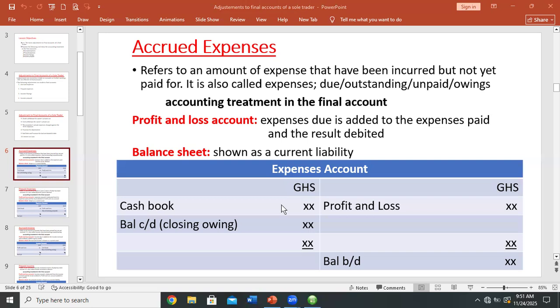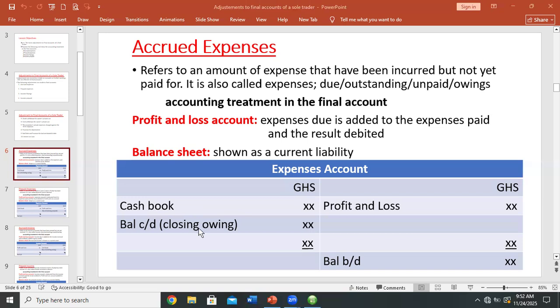So the first thing you bring in there is how much you have actually paid, the expense that you have paid, and that is always in the trial balance. Okay. Then the amount that you haven't paid, you add on. So you see in the expense account, we bring the amount we have paid. That's why we have cash book here. That indicates the amount that we have paid. And then we add on the owings, okay?